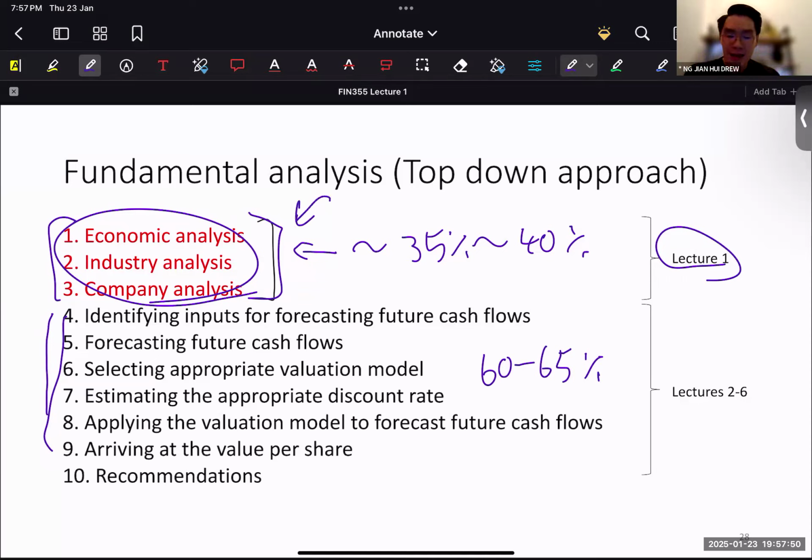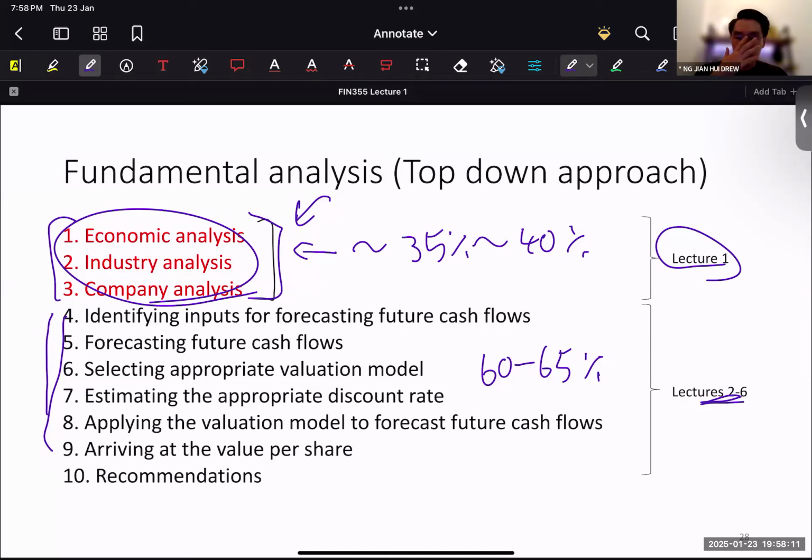It is easy to get the marks for your qualitative component, but you need to be very careful on how you write it. For your quantitative component, lecture two to lecture six, it's very easy to make mistakes. So you just need to be very careful and justify why you use certain things. It's always about justification.